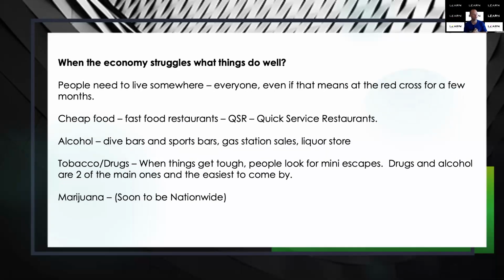All right, when the economy struggles, what things do well, right? People need to live somewhere, always. Everyone does, even if that means the Red Cross for a few months until they get back on their feet. So the multifamily sector is going to be a fantastic asset class for the long haul, because everybody needs somewhere to live. Now, the other things that do well in a struggling economy are obviously the vices that people want or need or think they need during troubled times, right?